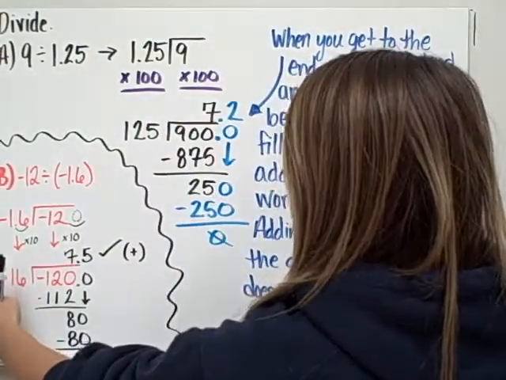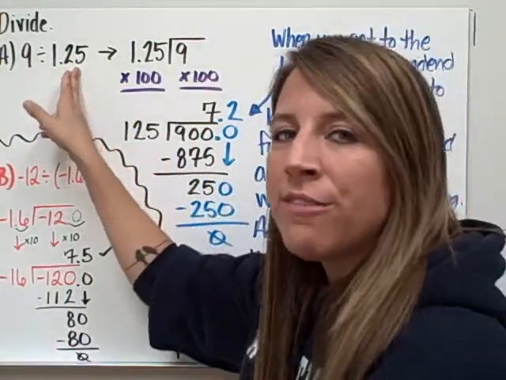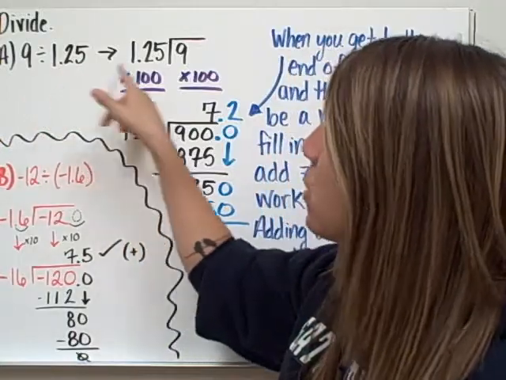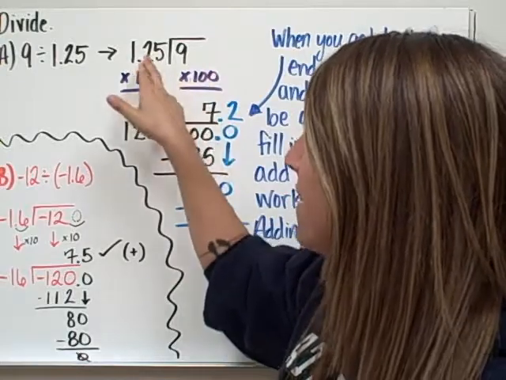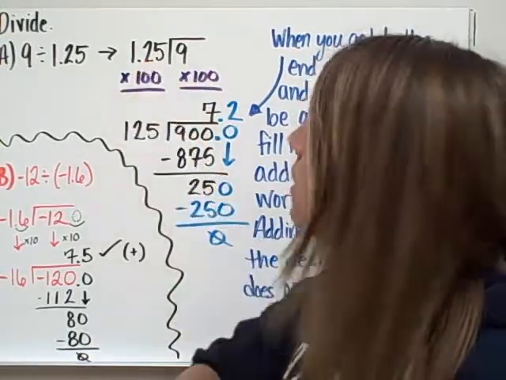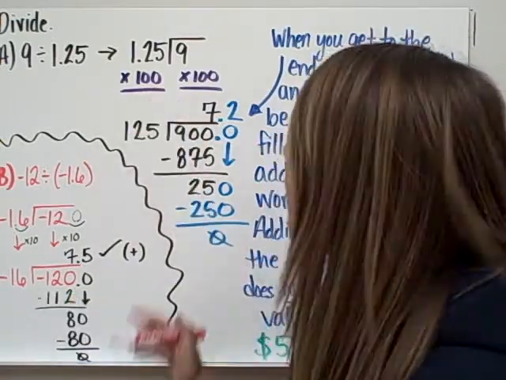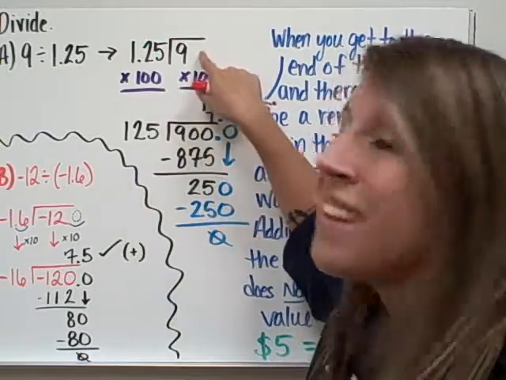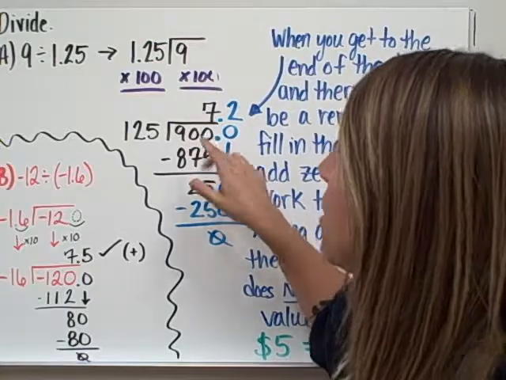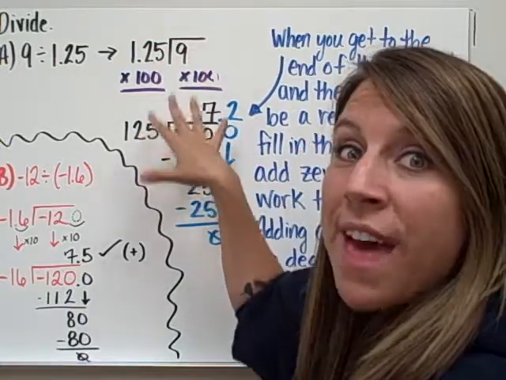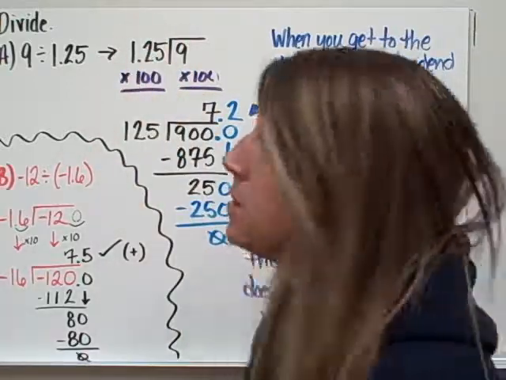So here we go. If I'm dividing 9 by 1 and 25 hundredths, it looks like this if I set it up initially. But what I like to do is I like to divide by an integer. Remember. So if I multiply this by 100, then I can make it 125. And I also have to multiply the 9 by 100. I have to multiply them both by the same power of 10. So it becomes 900. Because I changed both of them, the answer will remain the same as if I divided by the decimal in some fancy way.